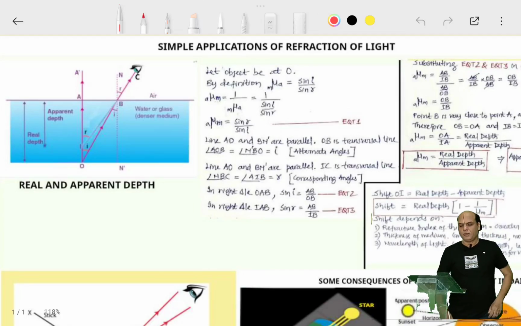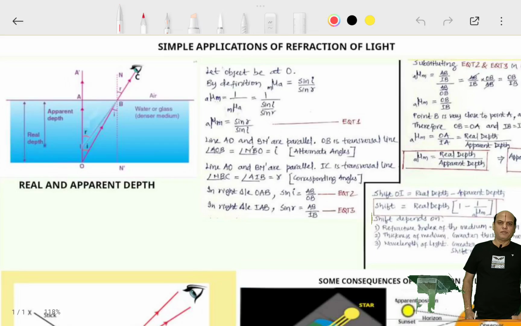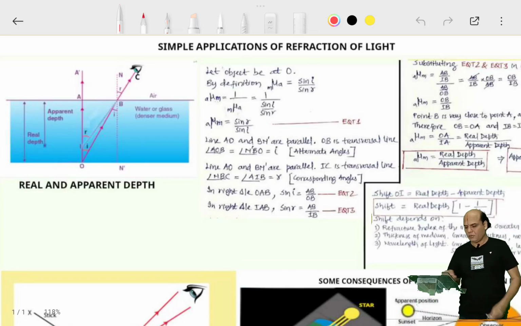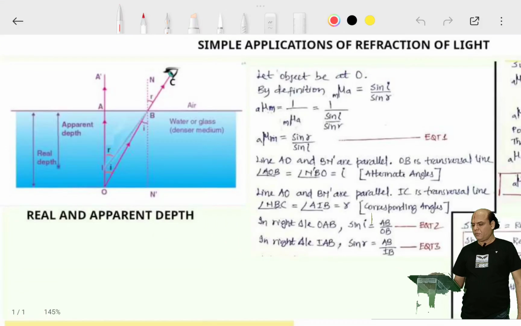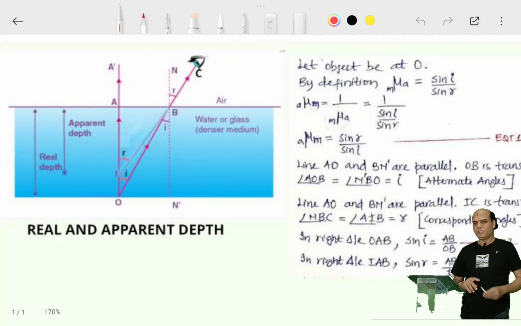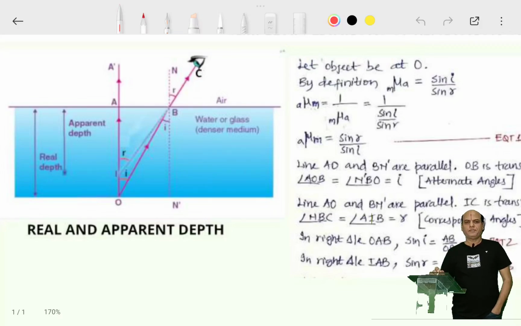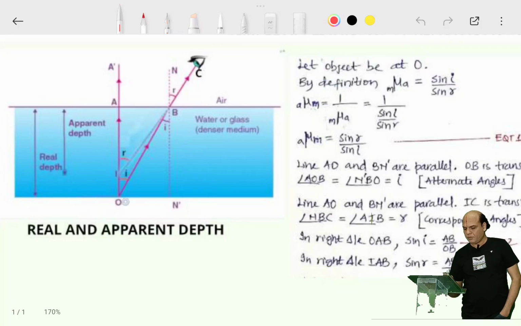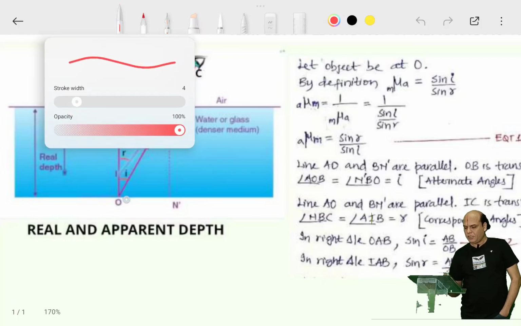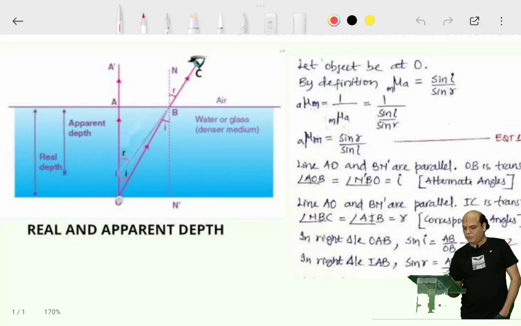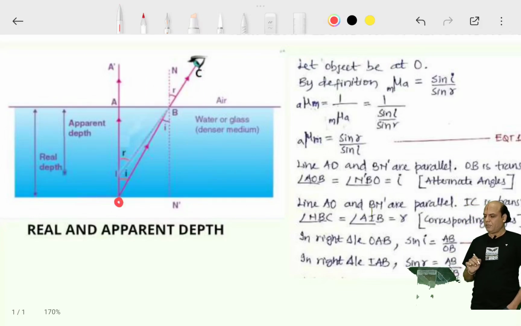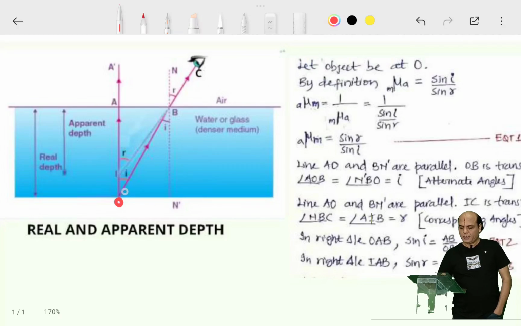Welcome to the session. Today we will discuss simple applications of refraction of light. Focus on the screen. Here an observer is looking at a tank. Let O be an object at the bottom of the tank. So an incident ray OB would strike the boundary surface between water and air at B.